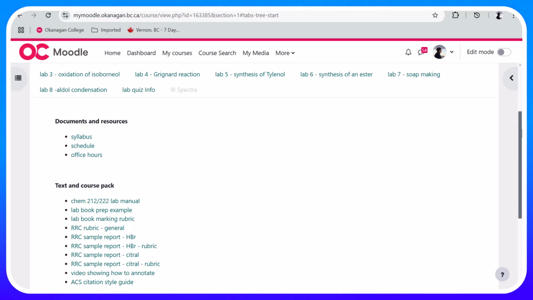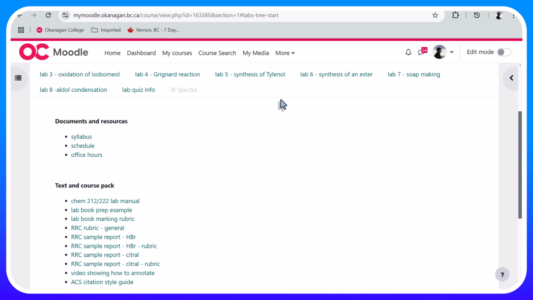Hello folks, in this short video I'd like to tell you about some of the changes in the Chem 222 lab platform. These changes are mainly to save you some time. I'd also like to remind you about some features in preparing your lab reports, for example.